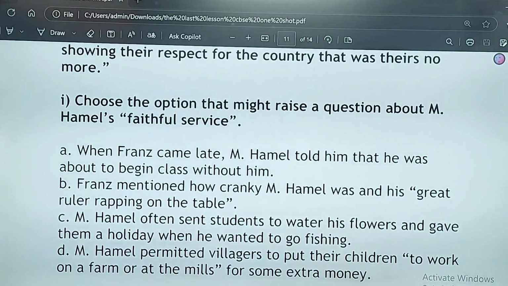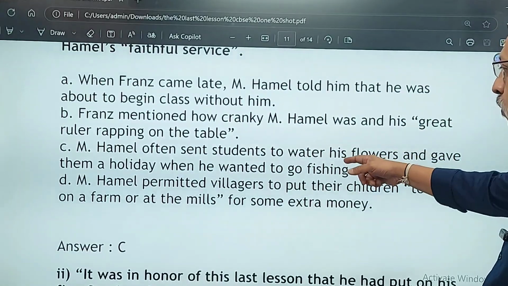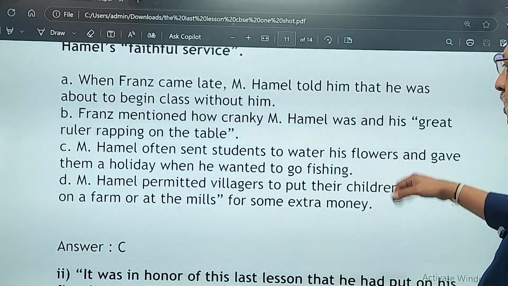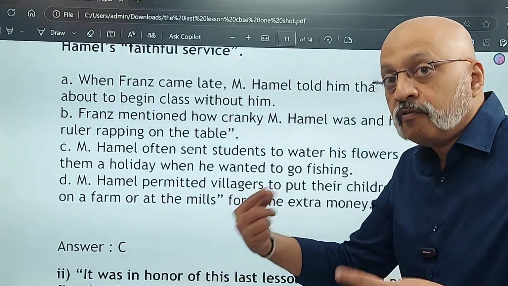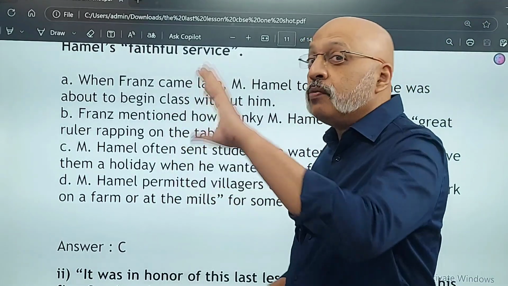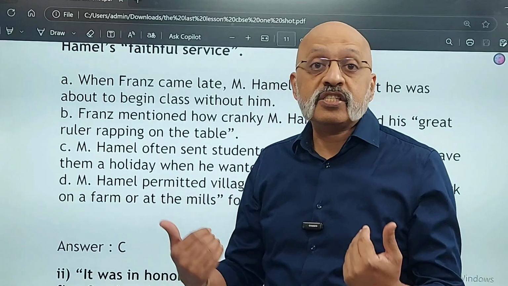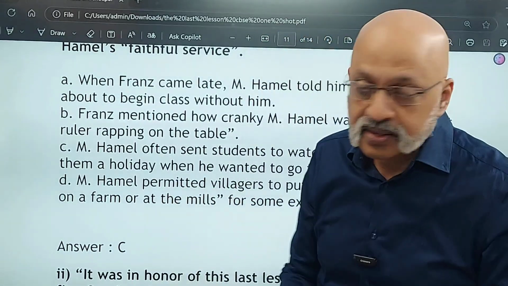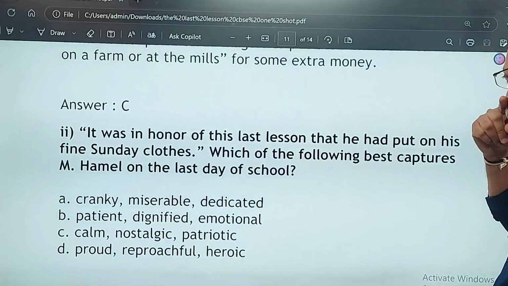These are the 4 options that might raise a question about Hamel's faithful service. The correct option is option C, that he often sent students for his own errands without being serious. That puts a question mark that even he was not completely 100% sincere, and he has the honesty to admit so on his last day. "It was in honor of this last lesson that he had put on his fine Sunday clothes."